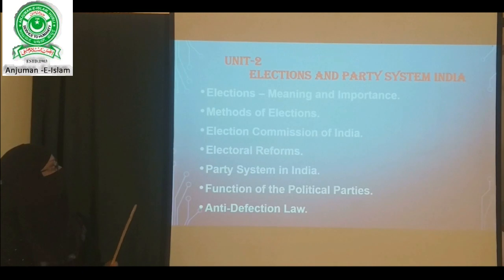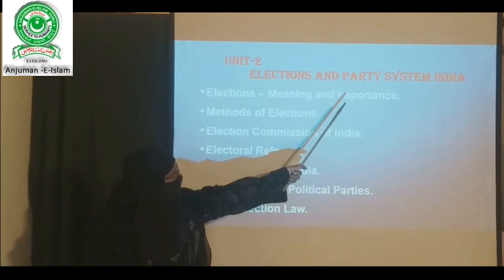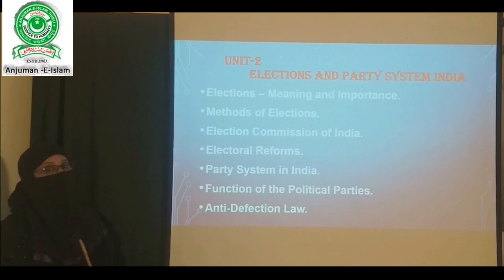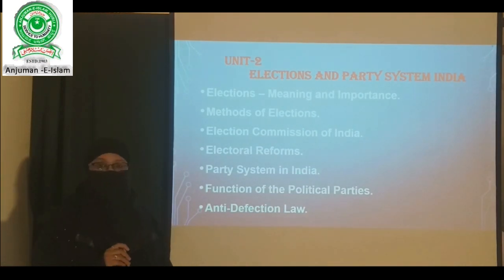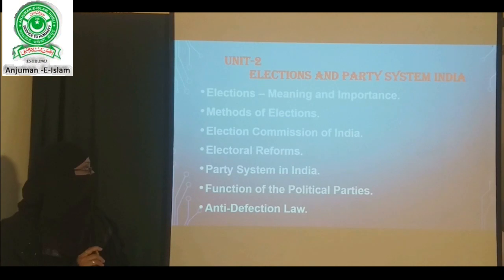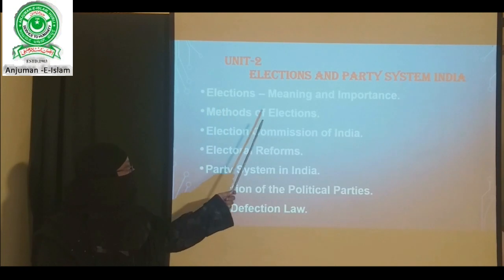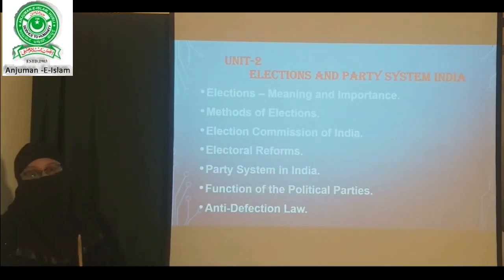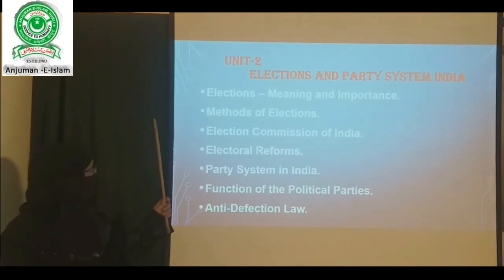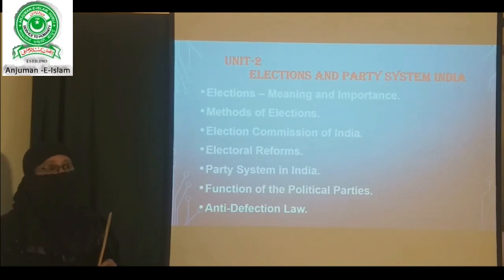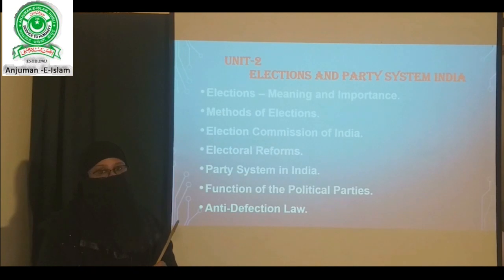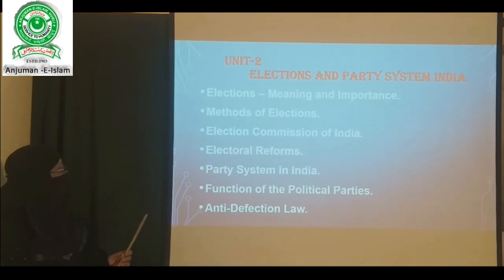Not just that, this unit is divided again into a second topic, that is party system in India, the political parties of our country. We'll start this unit with elections, meaning and importance. Why elections are important and what is the meaning of election. Next, methods of elections. My dear students, there are different methods of elections. We have to understand thoroughly what kind of methods the Election Commission of India uses.